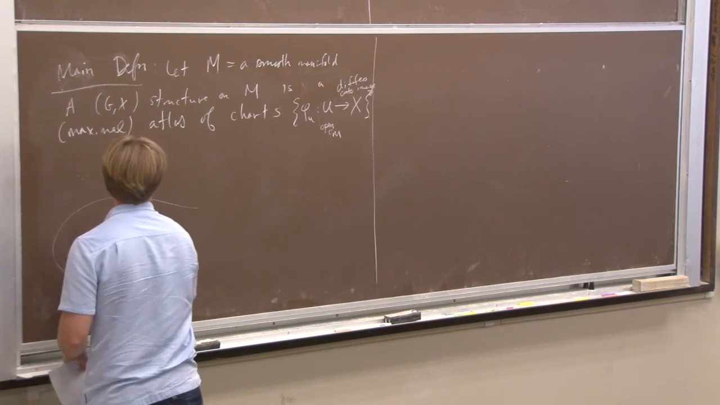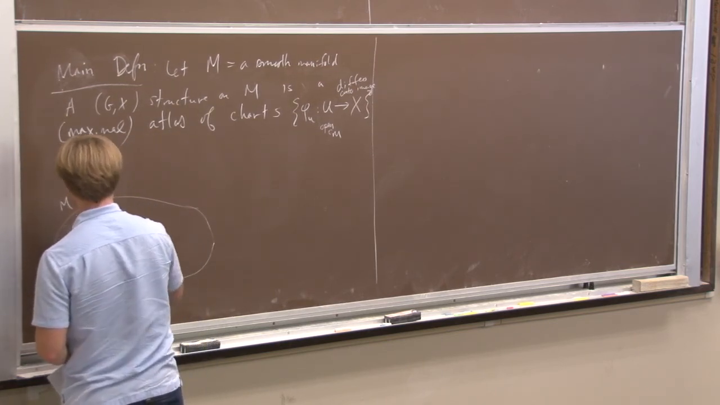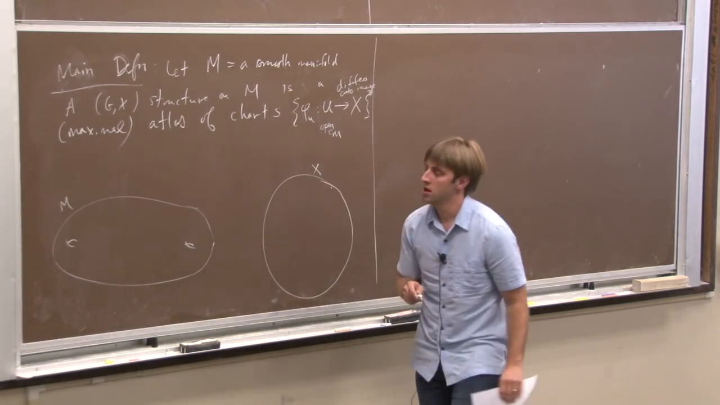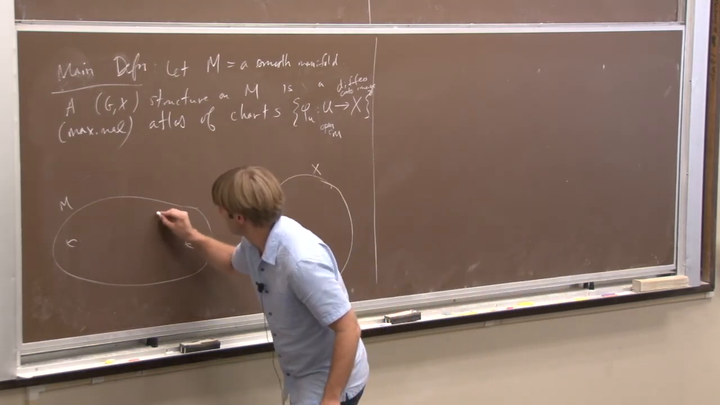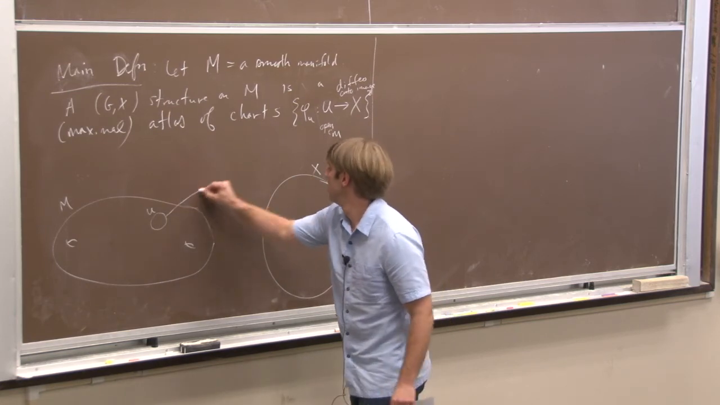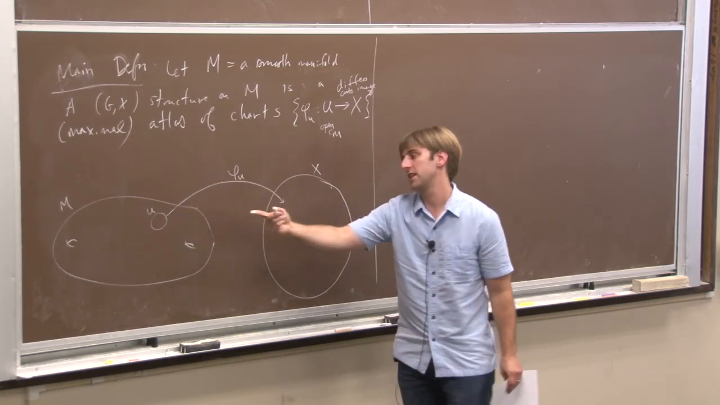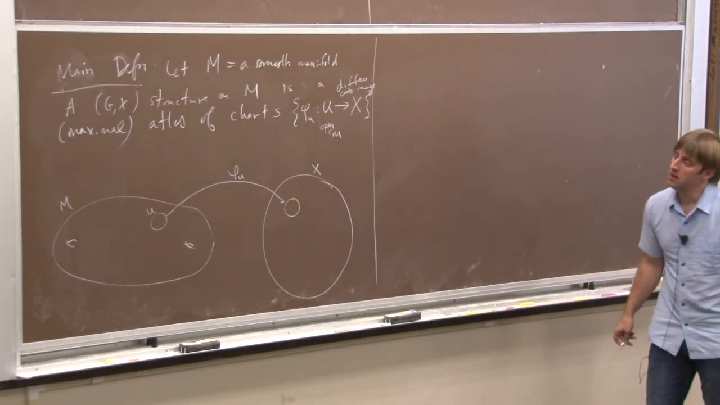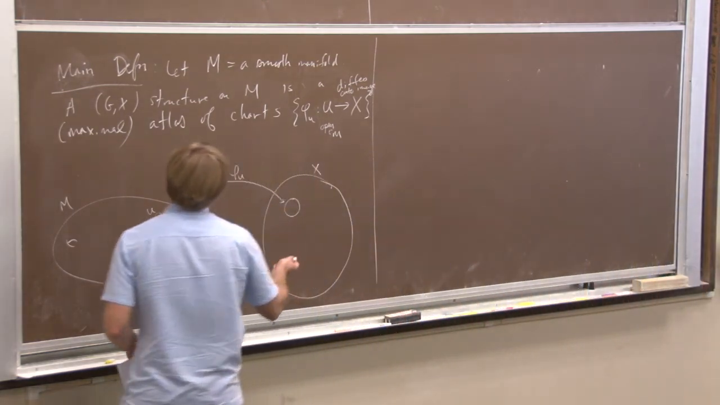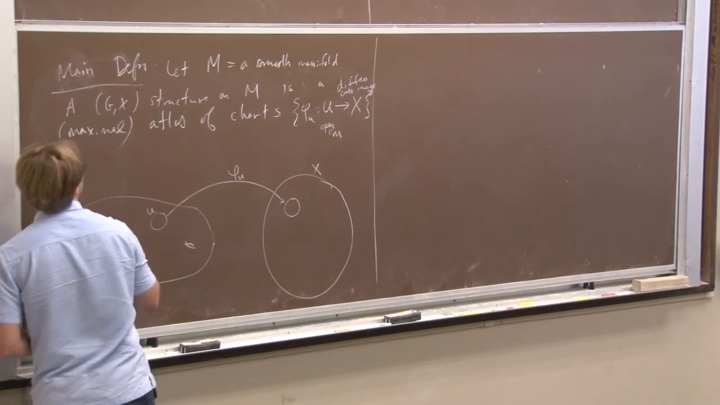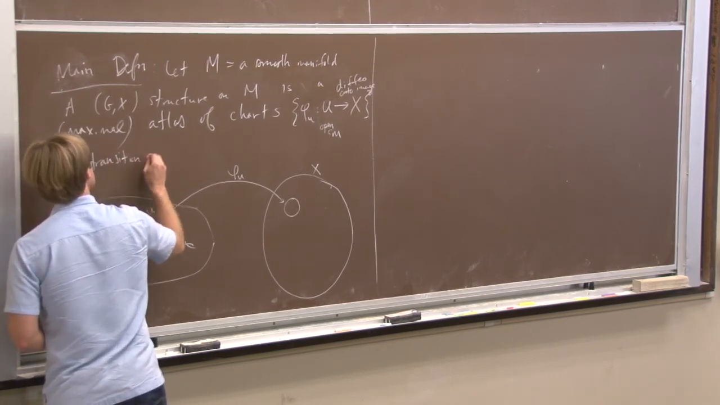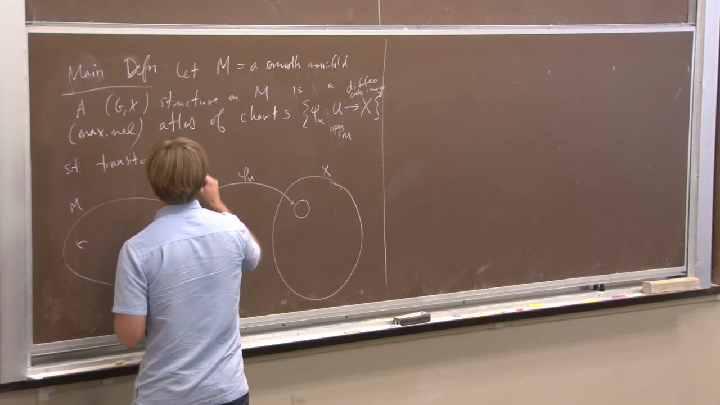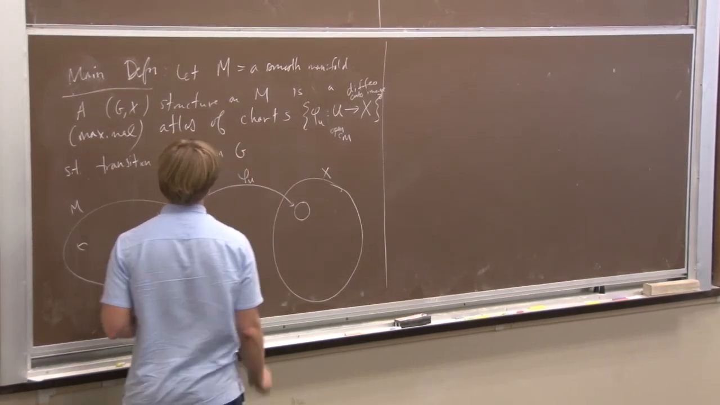Okay, so here's a picture. Here's M. Here's X. And here's U. So I have some open set here, U, and a map that identifies this open set of M diffeomorphically with some open set in X. Okay. So that uses X. How do we use G? Well, we want the transition maps to be elements of G.